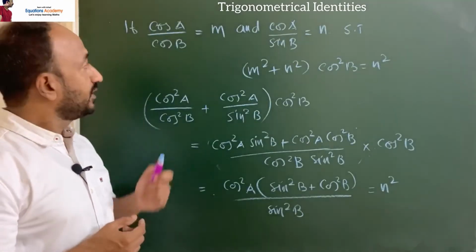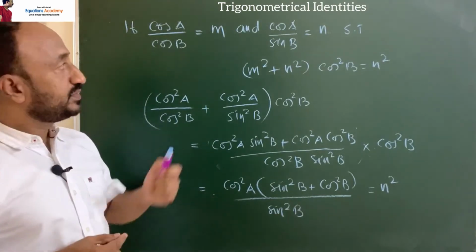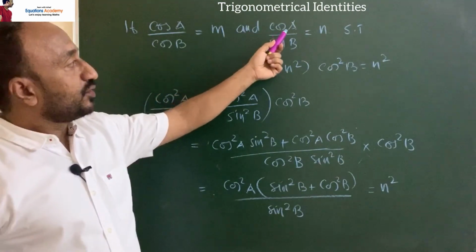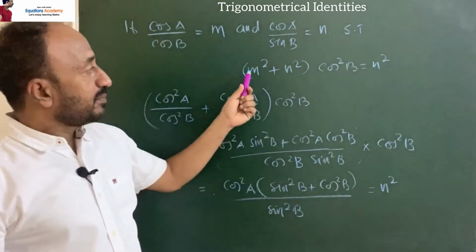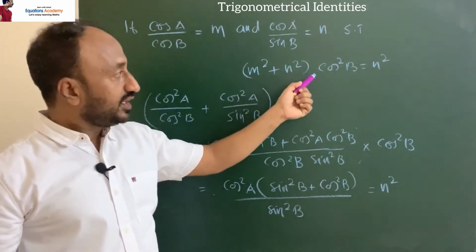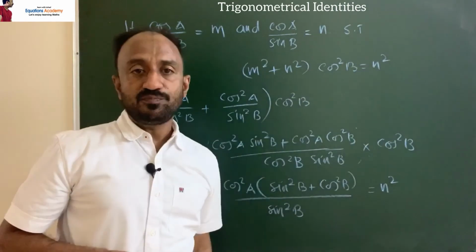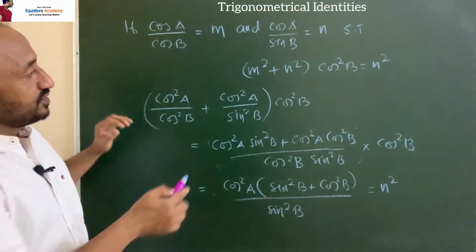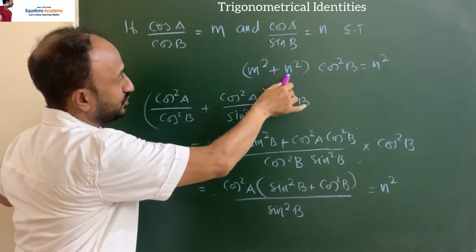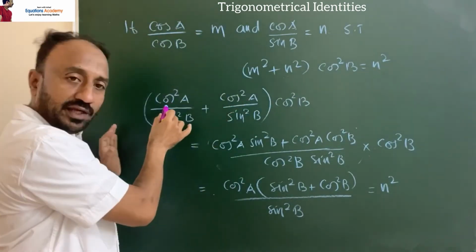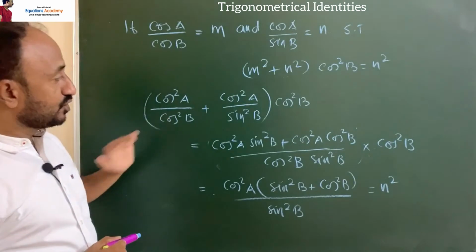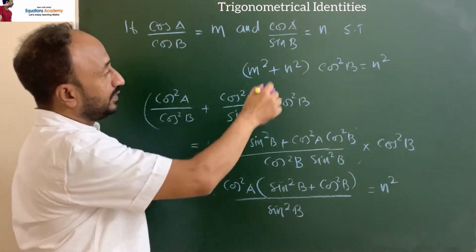Next question: if cos A by cos B equal to m and cos A by sin B equal to n, show that m square plus n square into cos square B is equal to n square. So m square plus n square, m is given cos A by cos B, so m square will be cos square A divided by cos square B, plus what is n?